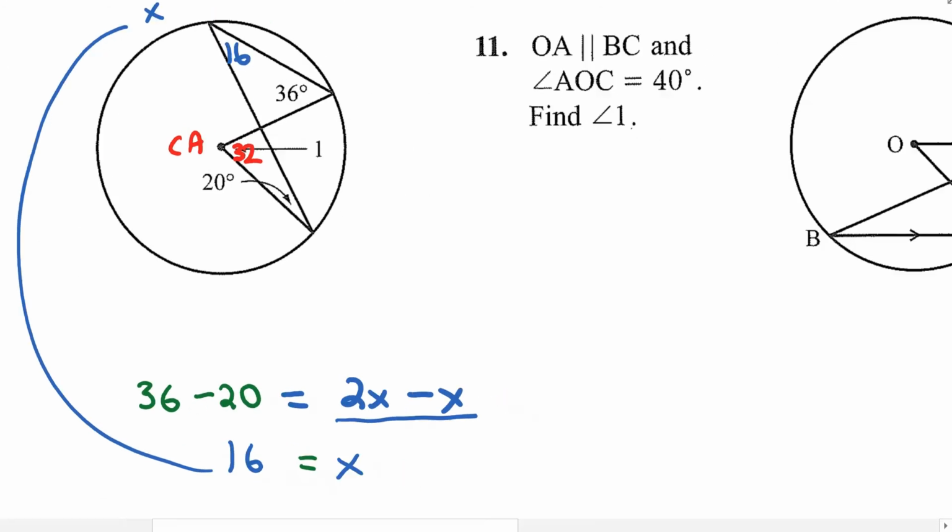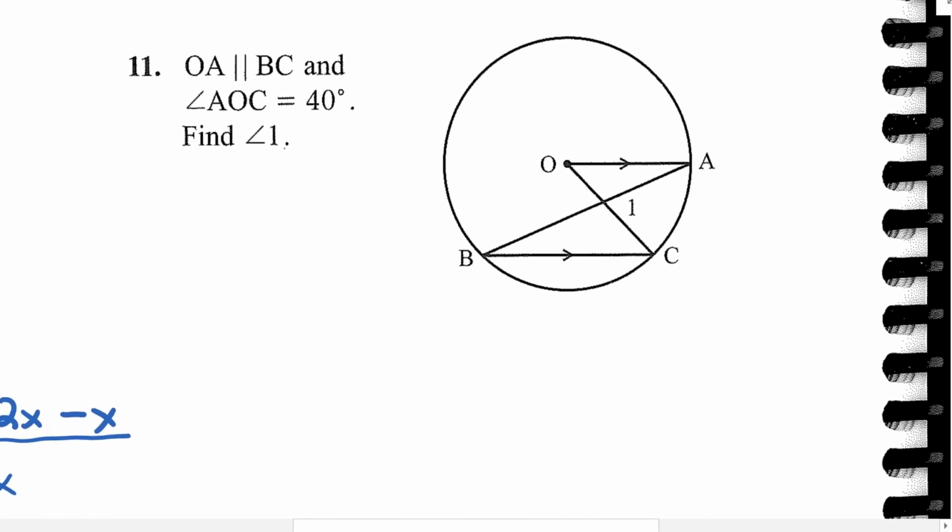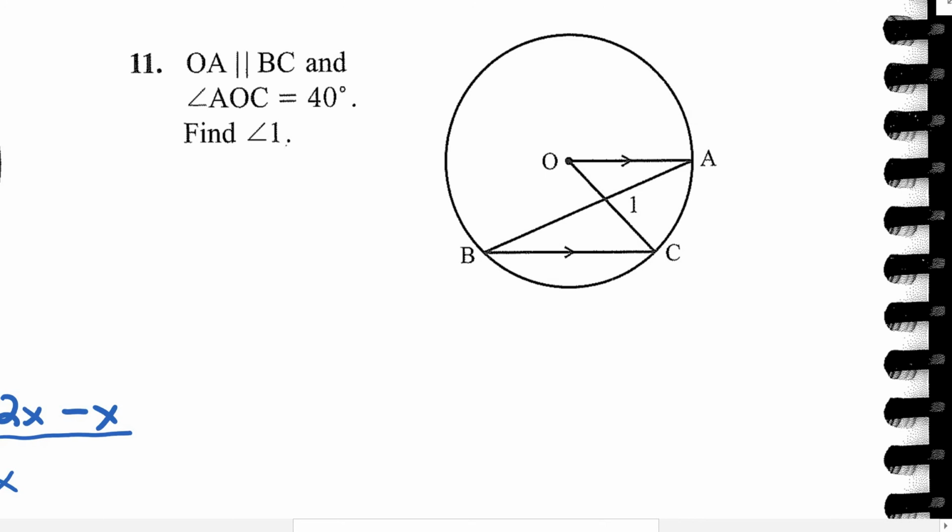Okay, let's move on to question number 11 here. For question number 11, I have side OA, which is this side right here, and it's parallel to side BC, which is down right there. So let me just use red colors here. If these two lines are parallel, we can actually create a Z shape right here.